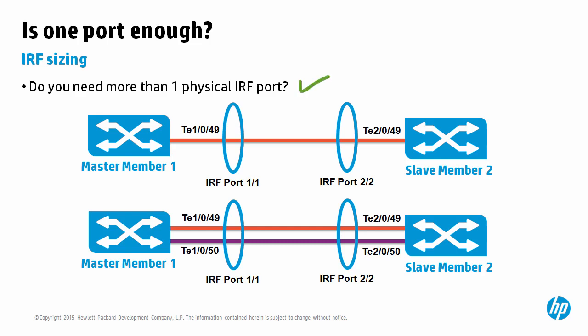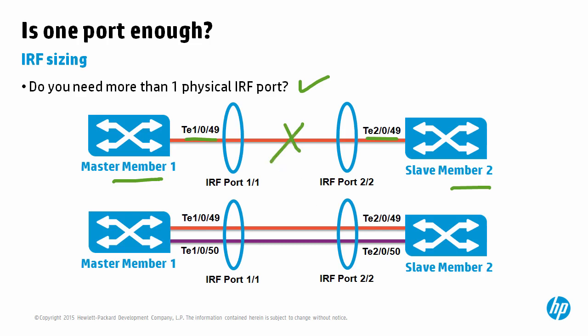But do you need more than 1 physical IRF port? Could you connect member 1 to member 2 using only a single physical cable? The answer is yes, you can. There is no explicit requirement to have at least 2 ports. 1 port is sufficient. It's more cost-effective to use a single cable, and this configuration is supported, but you need to be aware of the issues if you have a cable break.